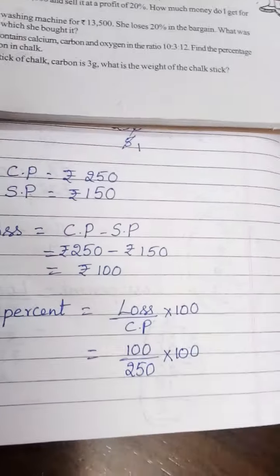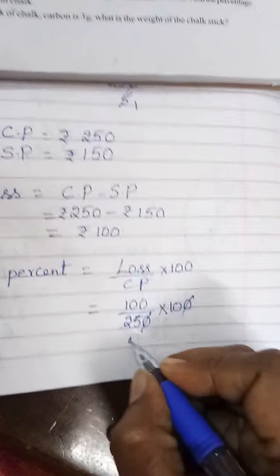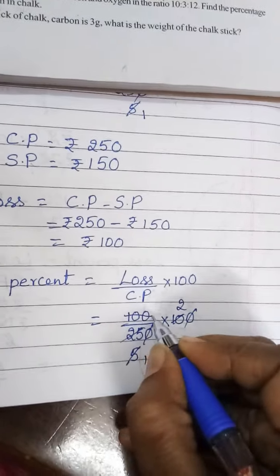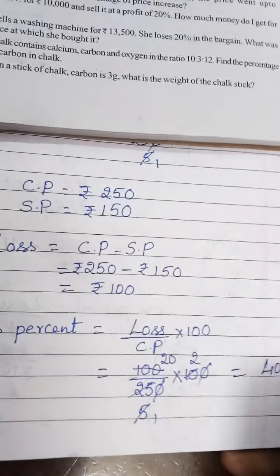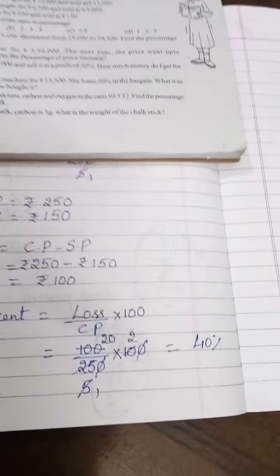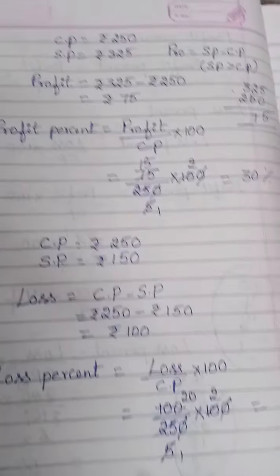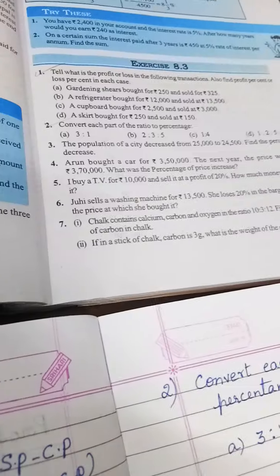Okay, now do the cancellation. Same thing. 5 5s are 25, 5 2s are 10. Again 5 1s are 5, 5 20s are 100. What is the loss percent? 40. 2 20s are 40. 40% is the loss percent for this sum. Understood how to find the profit percent and how to find the loss percent. Clear, children?